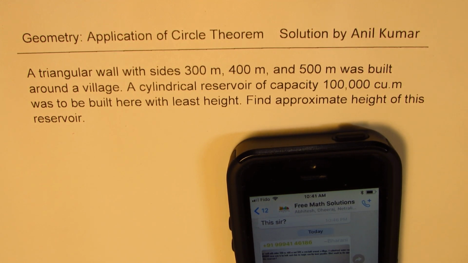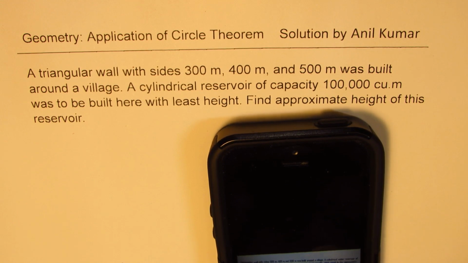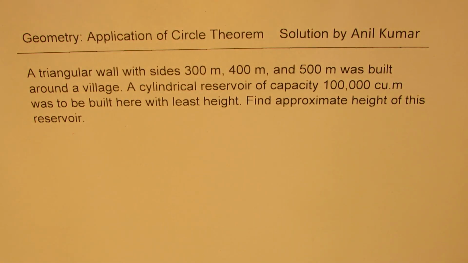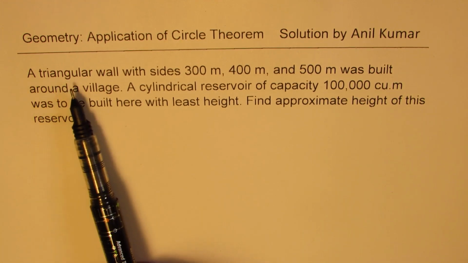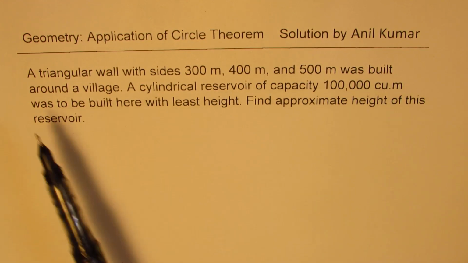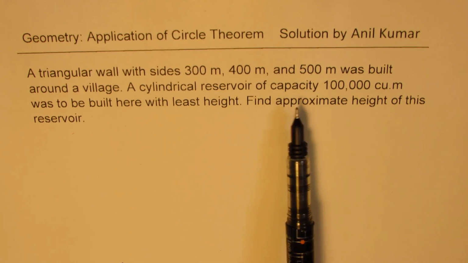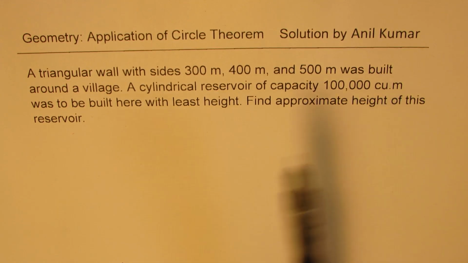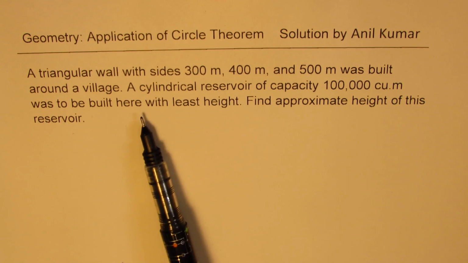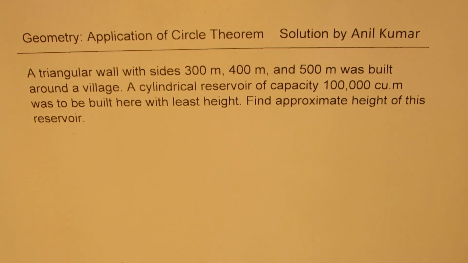Here we'll discuss a question from Baharani, which I have copied, and then we'll see how to solve it within no time. So let me explain the concept also as we discuss the question. The question here is: a triangular wall with sides 300 meters, 400 meters, and 500 meters was built around a village. A cylindrical reservoir of capacity 100,000 cubic meters was to be built here with least height. Find the approximate height of this reservoir.